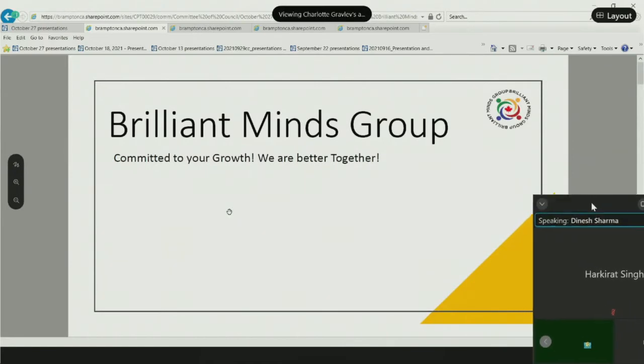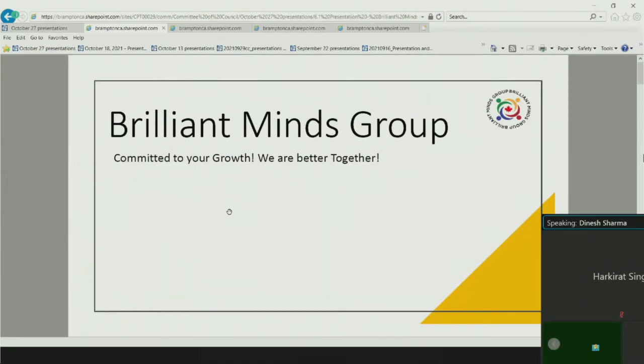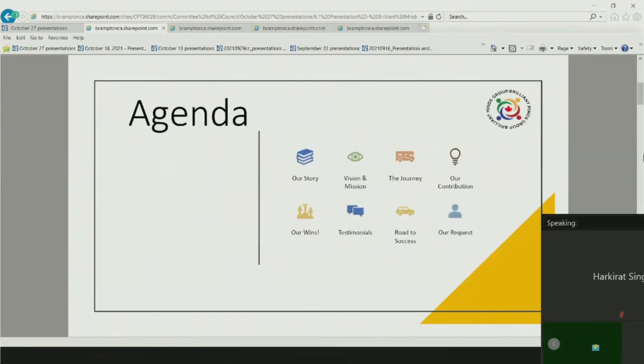So my name is Dinesh Sharma. I'm the founder and CEO of Brilliant Minds Group. More importantly, I'm an immigrant who came to Canada to make a life, and Canada is a beautiful country. Canada has given me a lot. So Brilliant Minds Group is now giving it back to the community. Can we move to the next slide, please? So this is some of the agenda items which we are going to cover in today's presentation. Next slide, please.